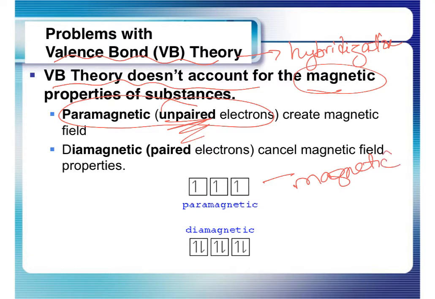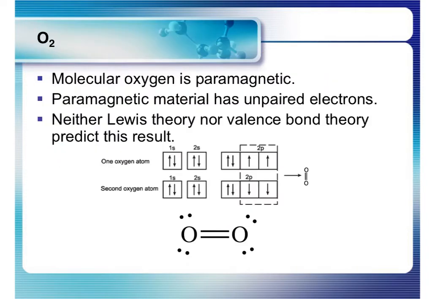And if all of the electrons in a compound are paired, each of these electrons creates a magnetic field, but it's exactly canceled out by the electron it's paired with. So if all the electrons are paired, the substance is called diamagnetic, and it won't have a magnetic field. And if we have any unpaired electrons at all, the substance will be called paramagnetic. And the molecular orbital theory explains that very well. Valence bond theory and Lewis theory do not.